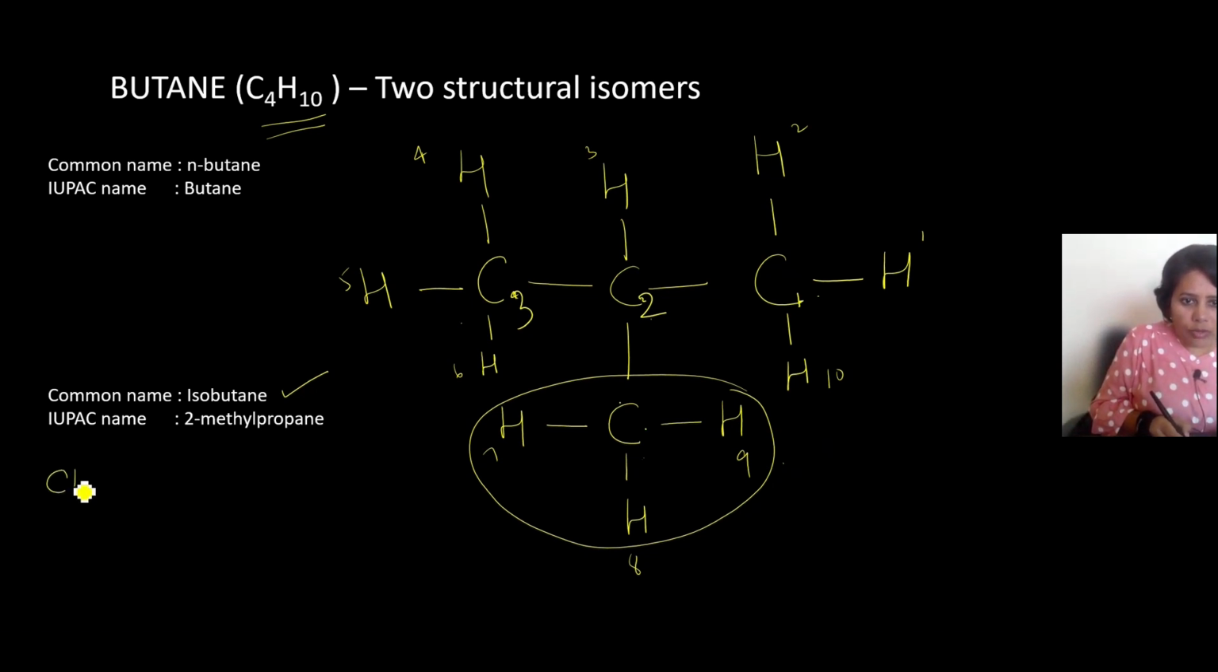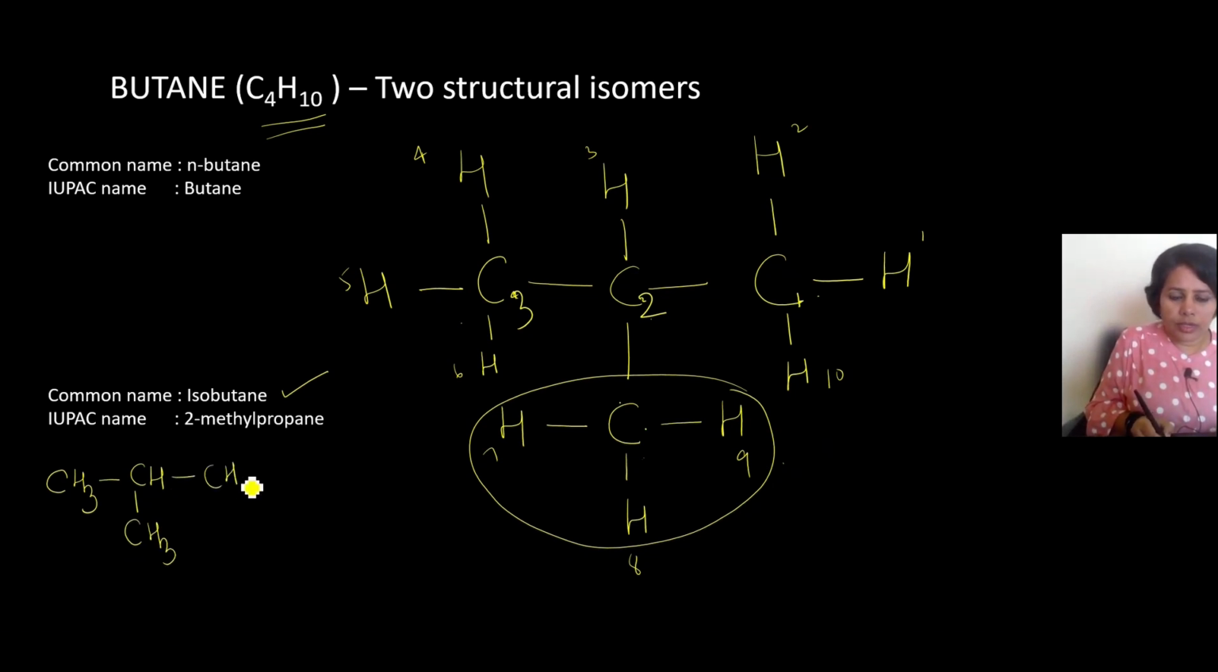We can write it like this also: CH3, CH, CH3, CH3. So both the structures are the same. So we can make only two structural isomers for butane.